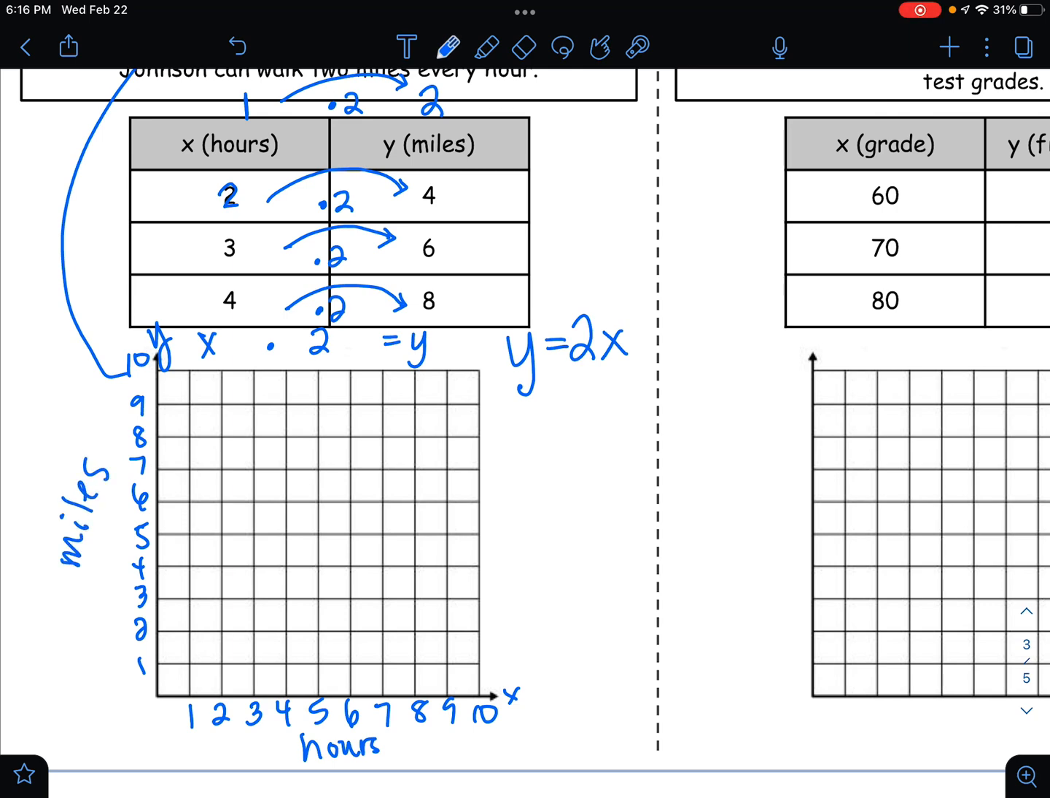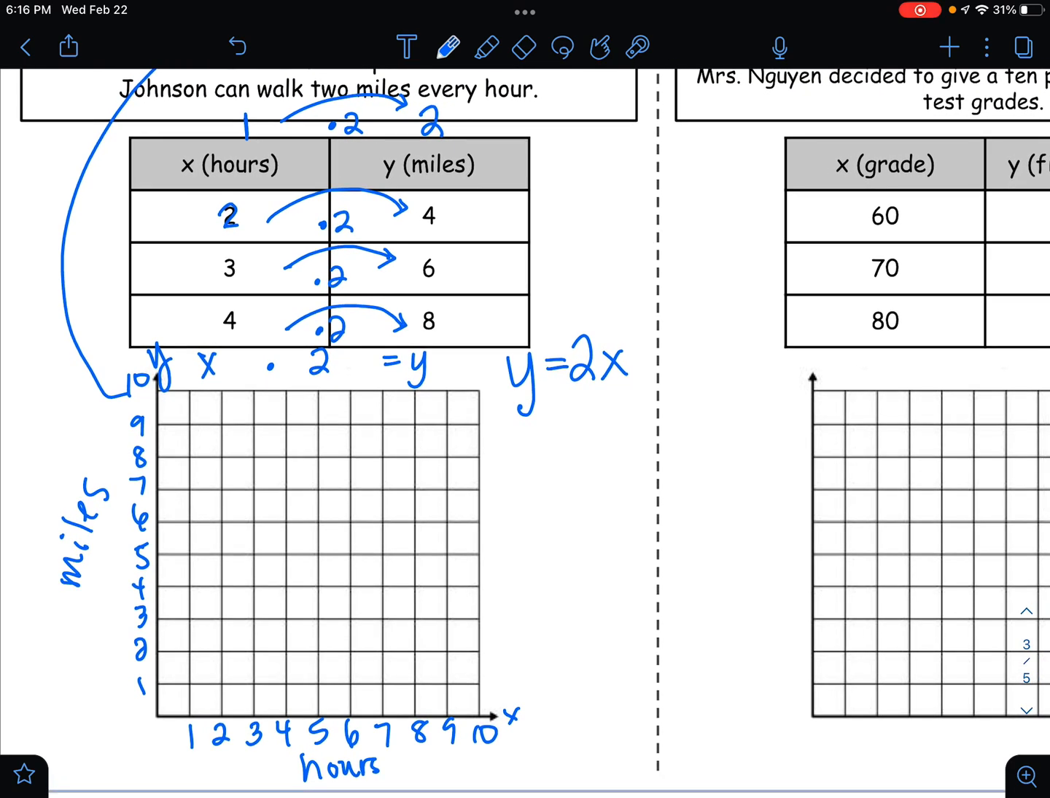So when we graph it, we know that in 1 hour, he can walk 2 miles. So I'm going to put a dot there, put a point. Okay, look, and this is, again, the ordered pair. In 2 hours, he can walk 4 miles, which, look, here's the ordered pair, 2, 4. In 3 hours, he's able to walk 6 miles. Again, 3, 6. And then in 4 hours, he can walk 8. There's that ordered pair as well.